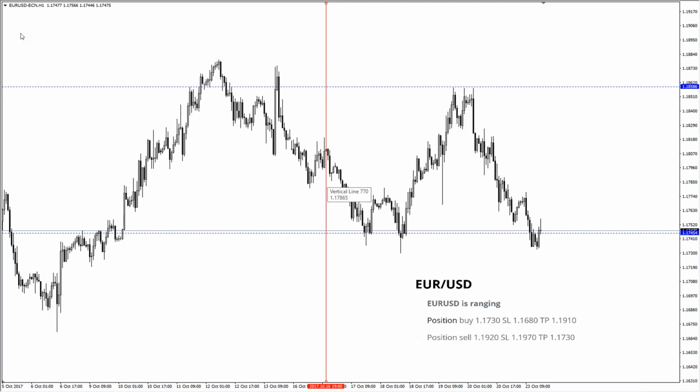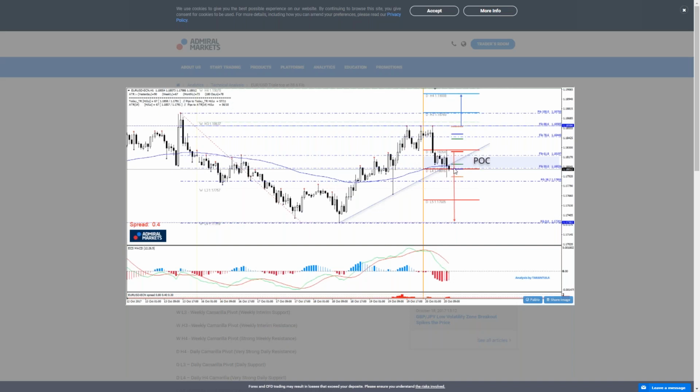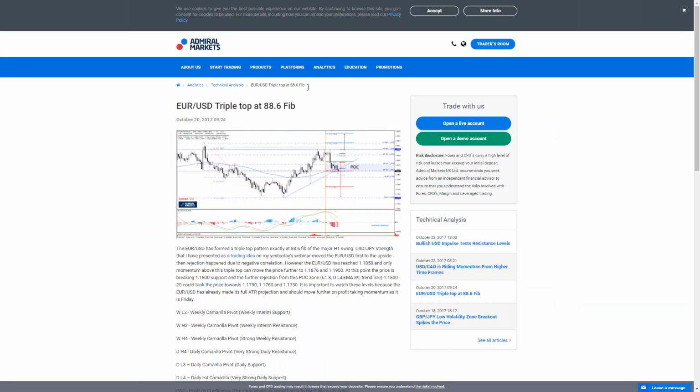And this is the analysis. In case you missed it, I told you that it should go down because it formed a triple top, and this setup that I posted here, euro triple top at 88.6 on Admiral Markets, was effectively a continuation of the triple top sell trade. So I hope that you guys enjoyed it.